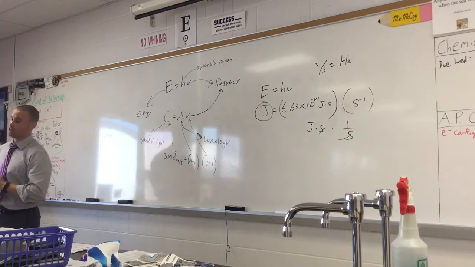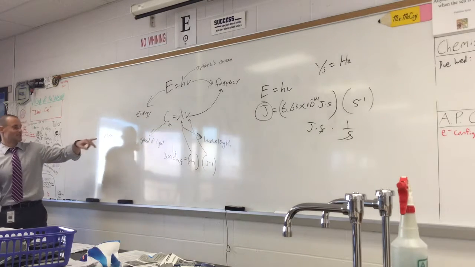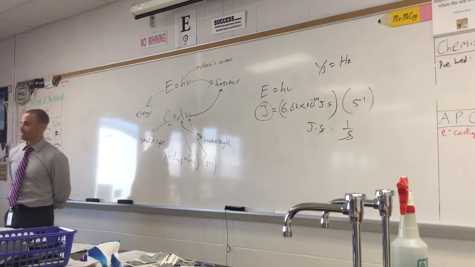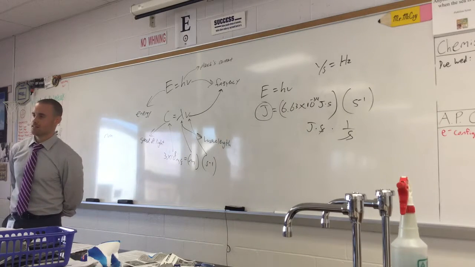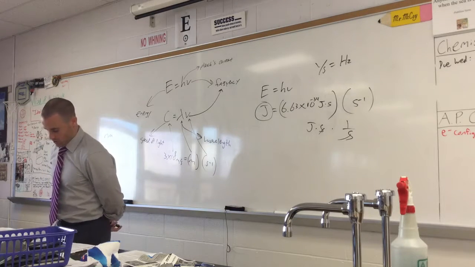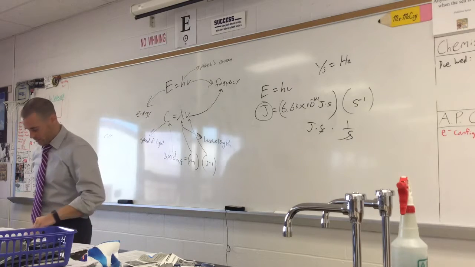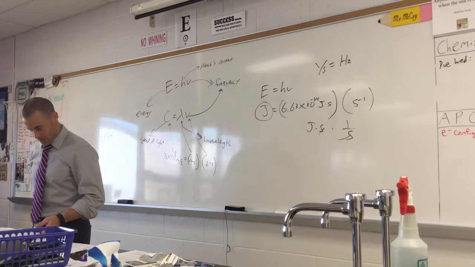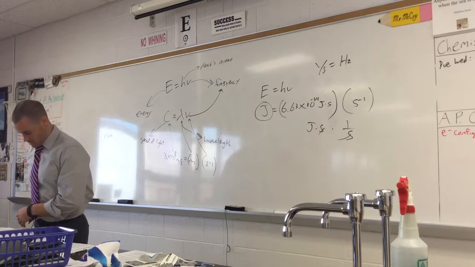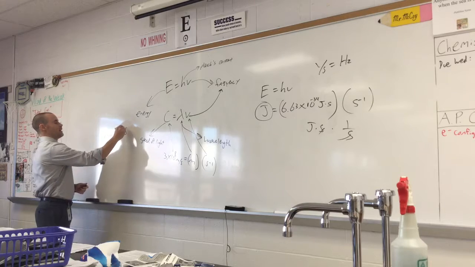Does anyone know the conversion from nanometers to meters? One meter equals lots of nanometers. Is it on there by any chance? I always forget this. It's either 1 times 10 to the negative 8 or negative 9. Give me a second here. I believe it is 1 times 10 to the negative 9. So 1 nanometer is 1 times 10 to the negative 9 meters.